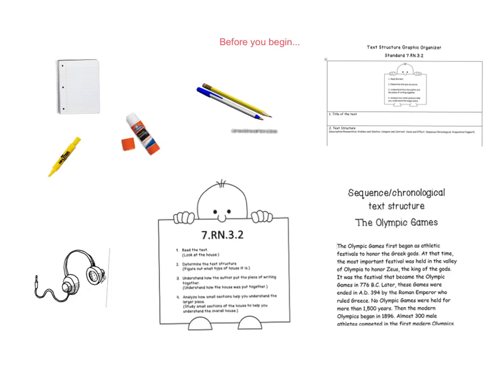Before you begin, you're going to need several things. The first thing that you're going to need is your spiral notebook. This is where we will be putting our notes that we take. You're also going to need a highlighter, a glue stick, a pen or a pencil, some headphones so that you could hear this presentation. You're going to need the handout that explains what standard we're working on. You're also going to need the text structure graphic organizer and this article about the Olympic Games. Please push pause on this presentation and gather these materials.